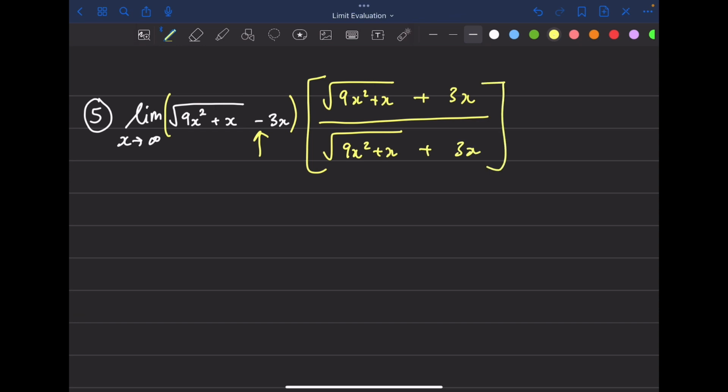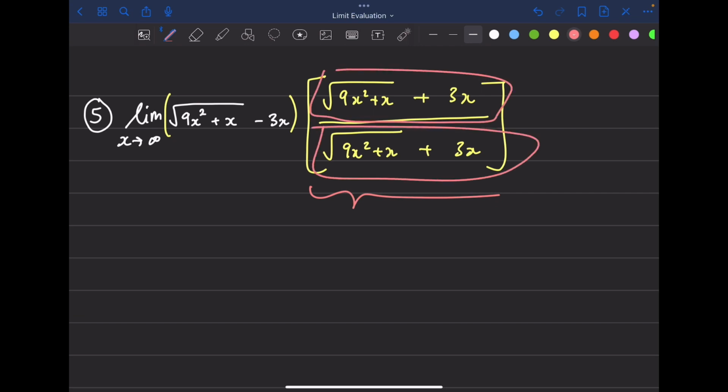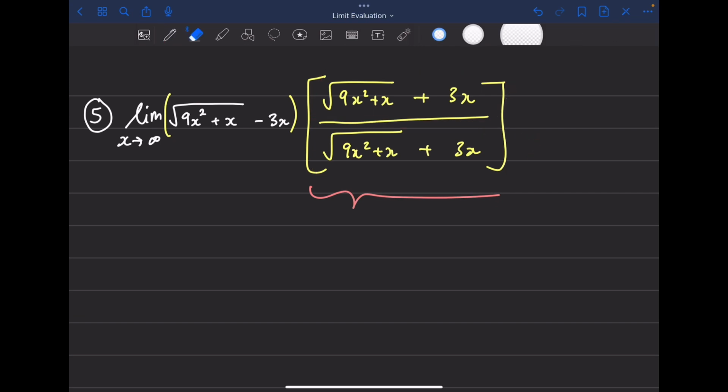And if you're wondering why this works, it's because this is equal to 1. If you have the same number over the same number, you're multiplying by 1. So this entire thing is equal to 1. And if you're multiplying by 1, it doesn't really change the question. So this works once again because we're not changing the question. We're just rationalizing it and we're trying to get rid of the square root. So let's try that now.